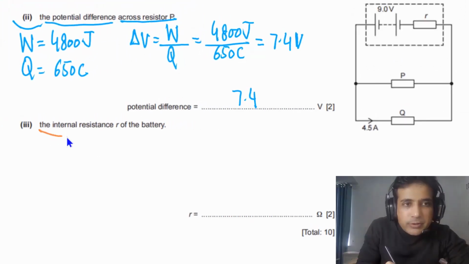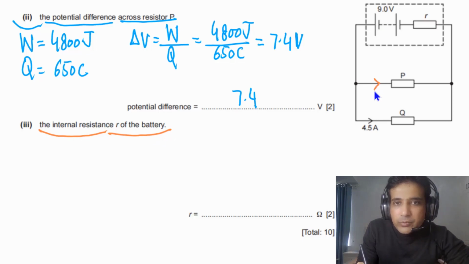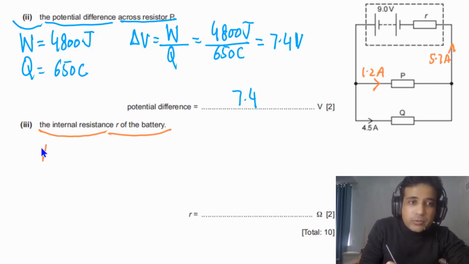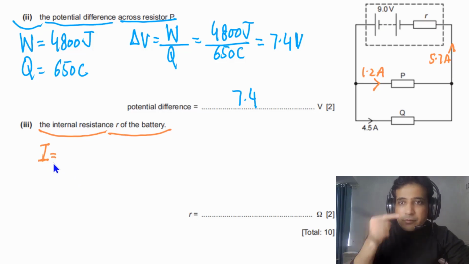For the next part, we need to calculate the internal resistance of the battery. And we have already calculated the current passing through this resistor, that was equal to 1.2 amps. So now we can find out the current entering the battery and the current leaving the battery. Current entering the battery will be equal to the sum of these two currents. So we can simply write this will be 5.7 amps, and it's better to write this here as well, because if you write this step and your final answer is wrong, still you will get 1 mark for calculating total current in the circuit.